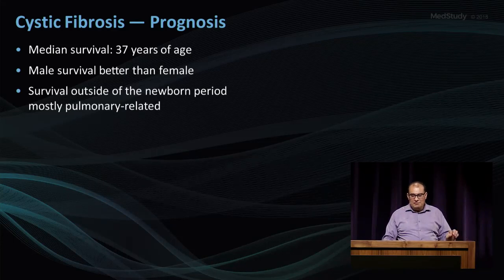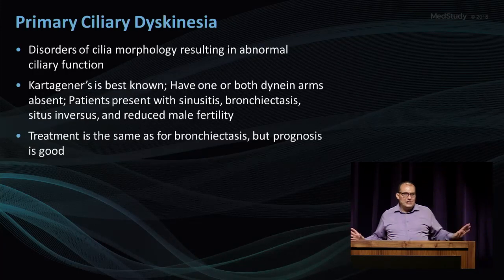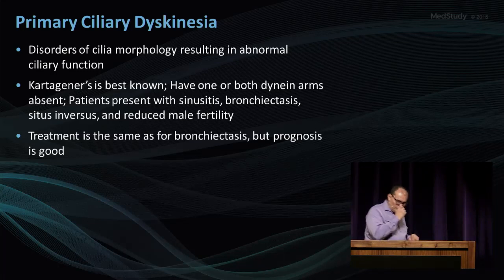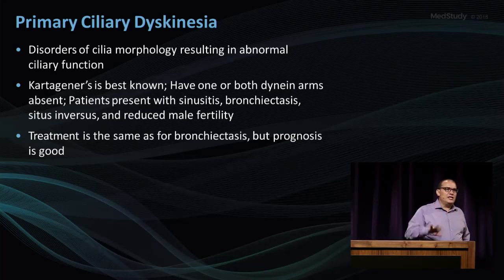So male has a better survival than female, and because of the newborn screening test, the survival is improved. This is 37, it's old. We need more data. The last but not the least, primary ciliary dyskinesia. I'm going to give you the history because the history will help you to understand it, and then we're done.